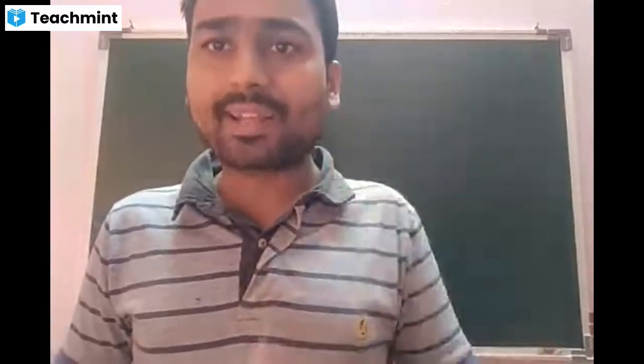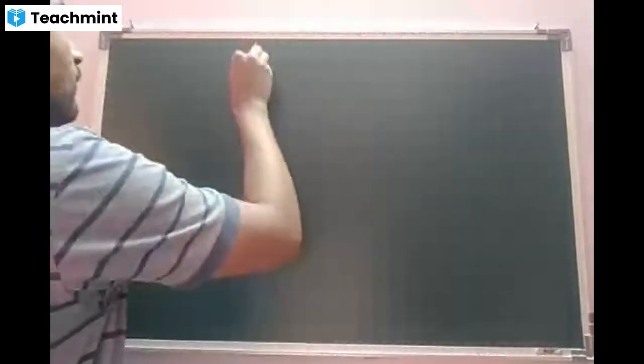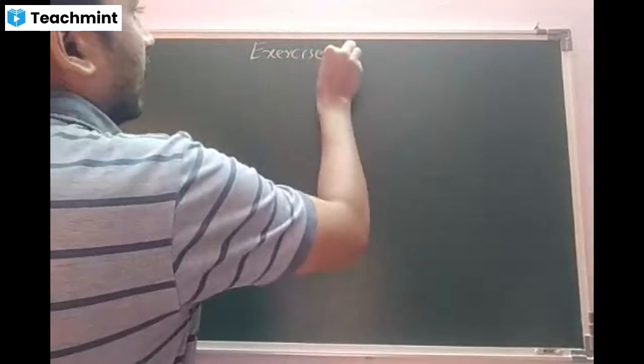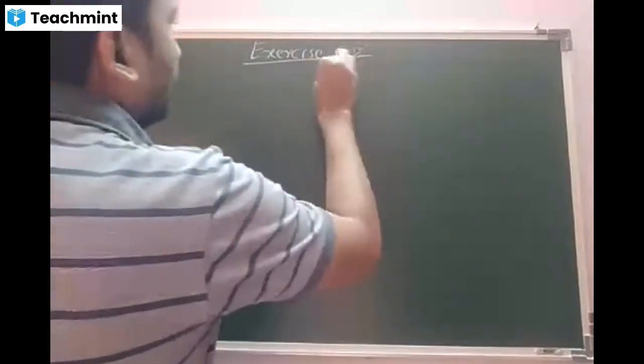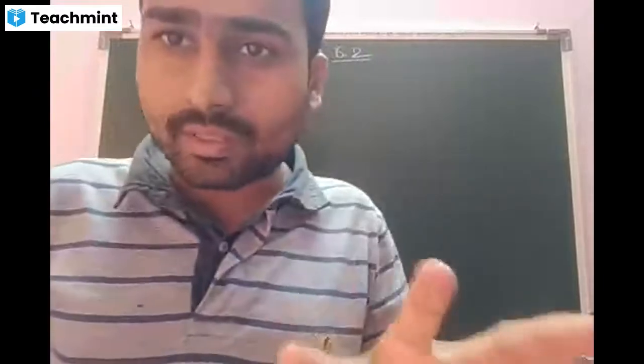from the second exercise. What is the exercise number, beta? 6.2, sir. Exercise 6.2. Okay, let me start the proceedings with Anandita.